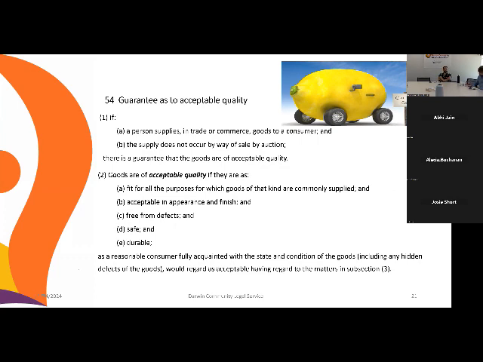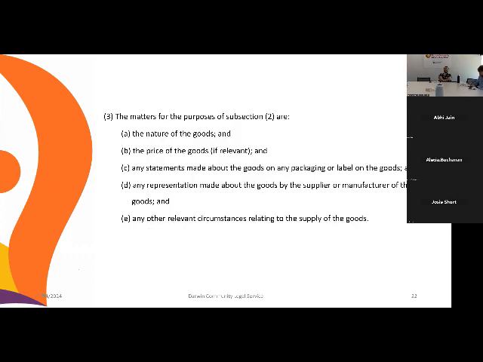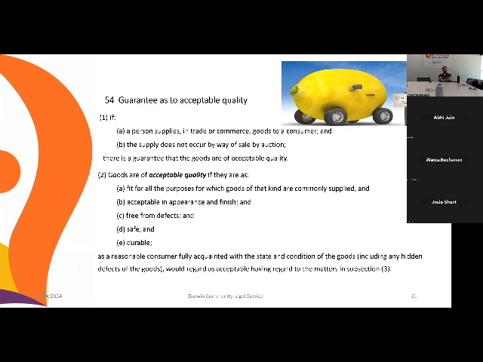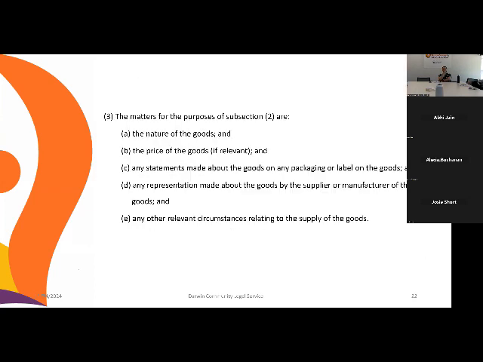So you're looking at it from the perspective of a reasonable consumer, and then you might say, who is a reasonable consumer? What is their mindset? Well, there's some matters listed out that give us some insight into the thought processes of that reasonable consumer, and it's in subsection 3. So the matters for the purposes of the reasonable consumer and considering these criteria for acceptable quality is the nature of the goods. Now, this is when we're really going to be looking at it from both sides.